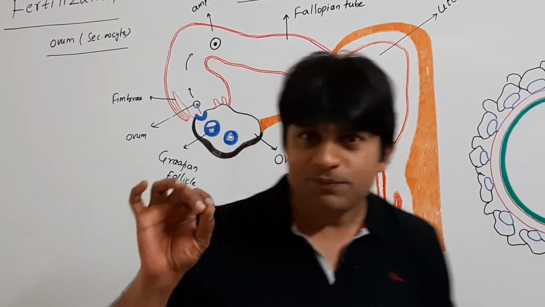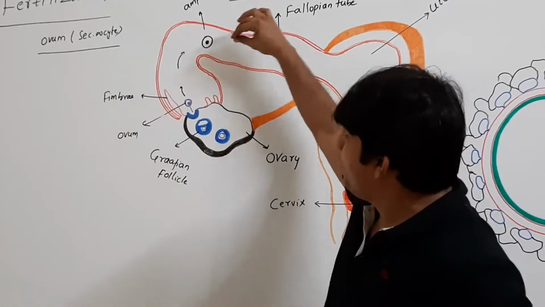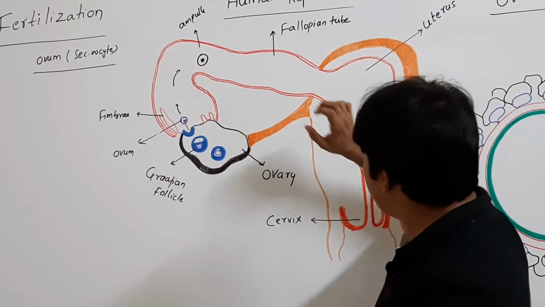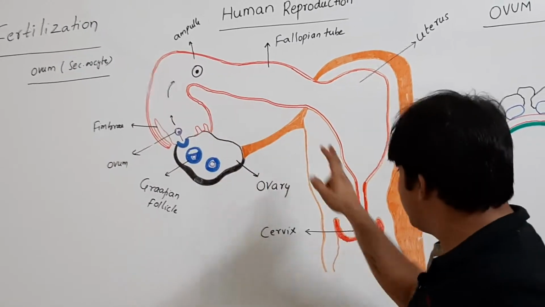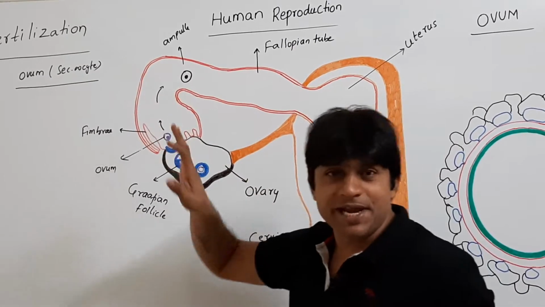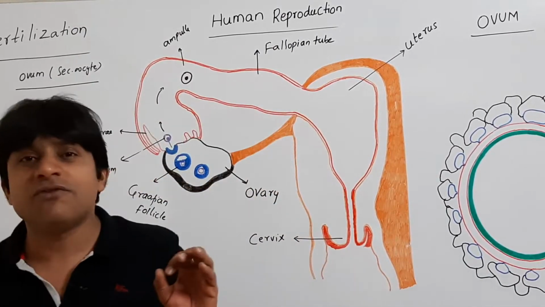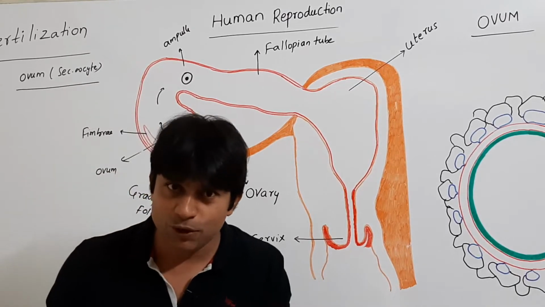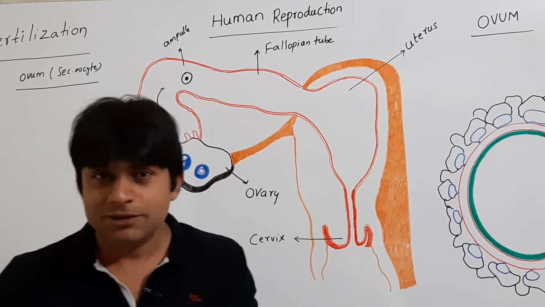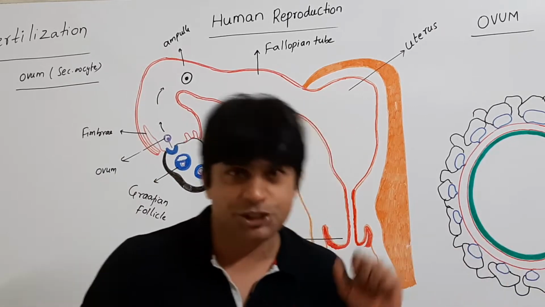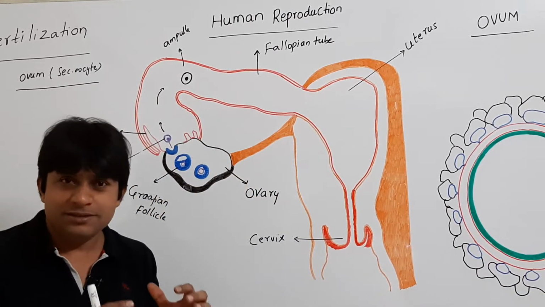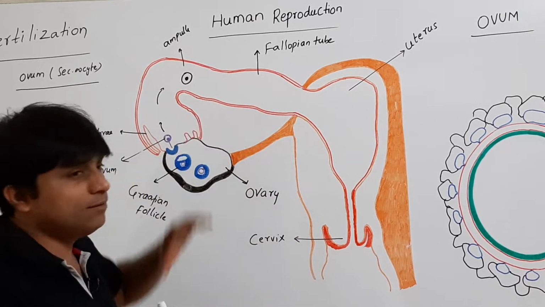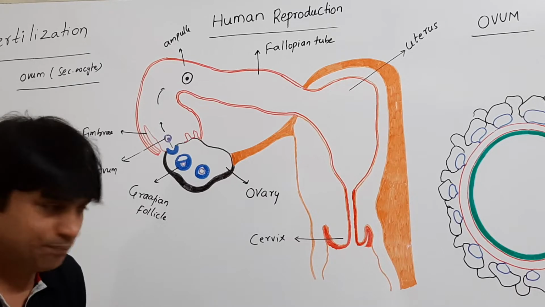Fine. Now the ovum reaches the ampulla of the fallopian tube. Now the sperm has to reach. If both ovum and sperm reach simultaneously, then only is there a chance of fertilization. Otherwise the chances of fertilization are almost nil. So every copulation does not result in fertilization, right? The chances of fertilization are there when both sperm and ovum reach simultaneously, right?